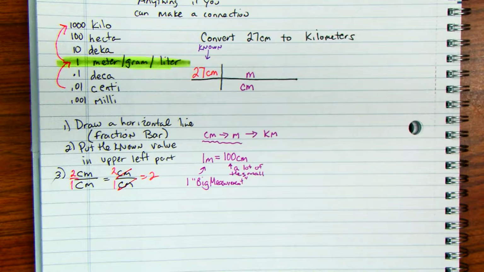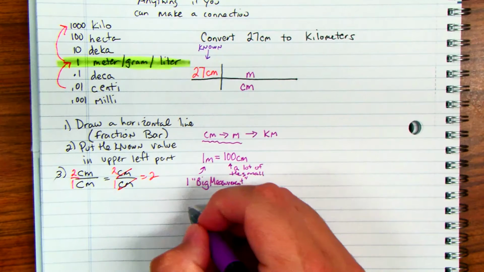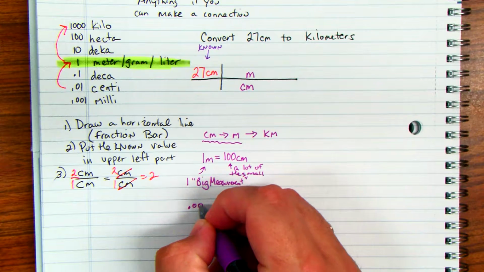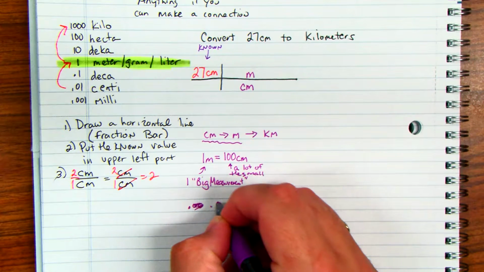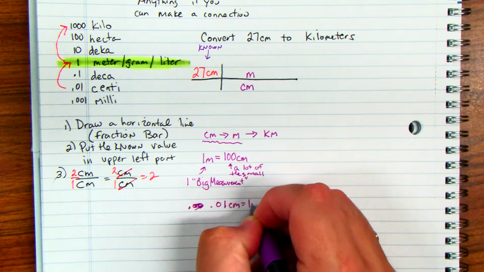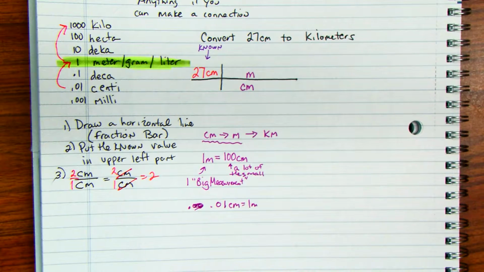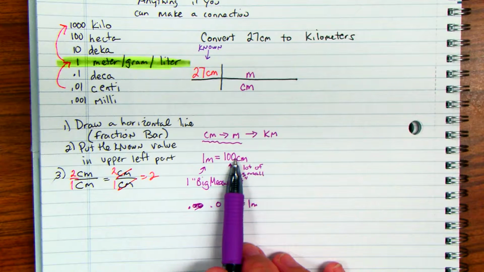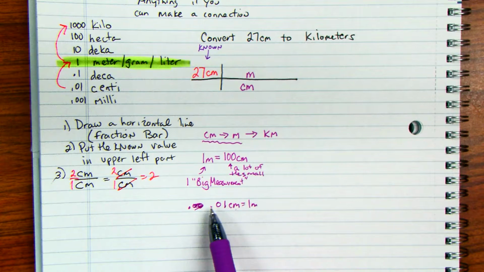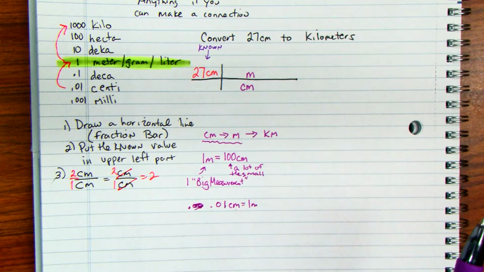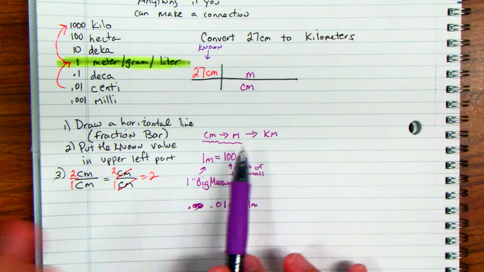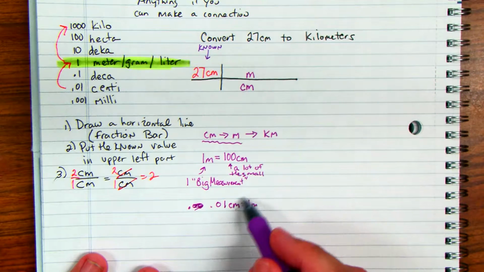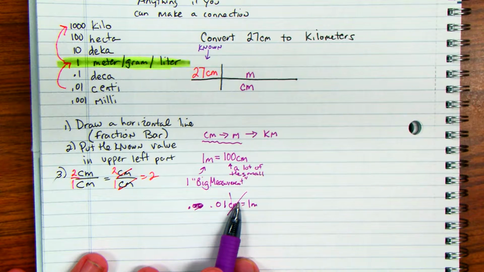So you could have said 0.01 centimeters is equal to 1 meter and gone with that. But it's a lot easier to work with 1 meter as 100 centimeters than it is to work with 0.01. As soon as you start putting decimals in there, all sorts of bad stuff happens. So we want to minimize the chance for a mistake. So use this instead of this. Could you use this and get the correct answer? 100% of the time, yes.